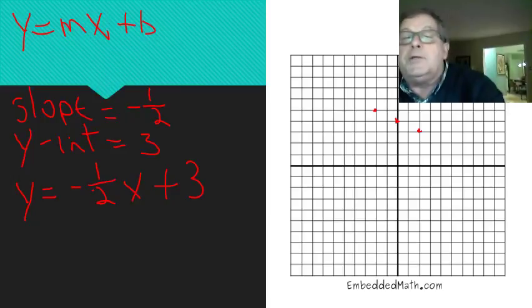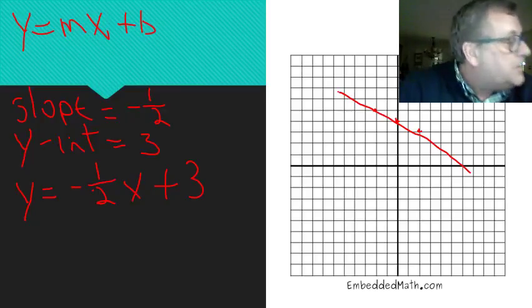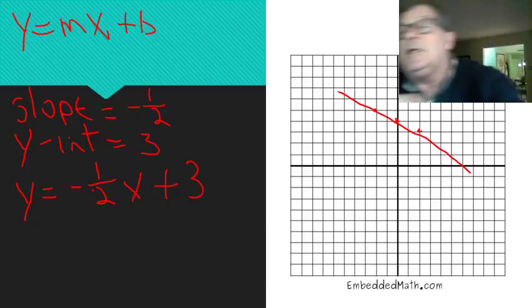And then all I've got to do is connect the line. I'll try to draw a straight line as best I can. Well, I didn't quite hit that third point right here. But that'll give you an idea of how we can graph a line when we know the slope and the y-intercept, and we put it in the equation y equals mx plus b. Okay, so let's look at another one right quick.